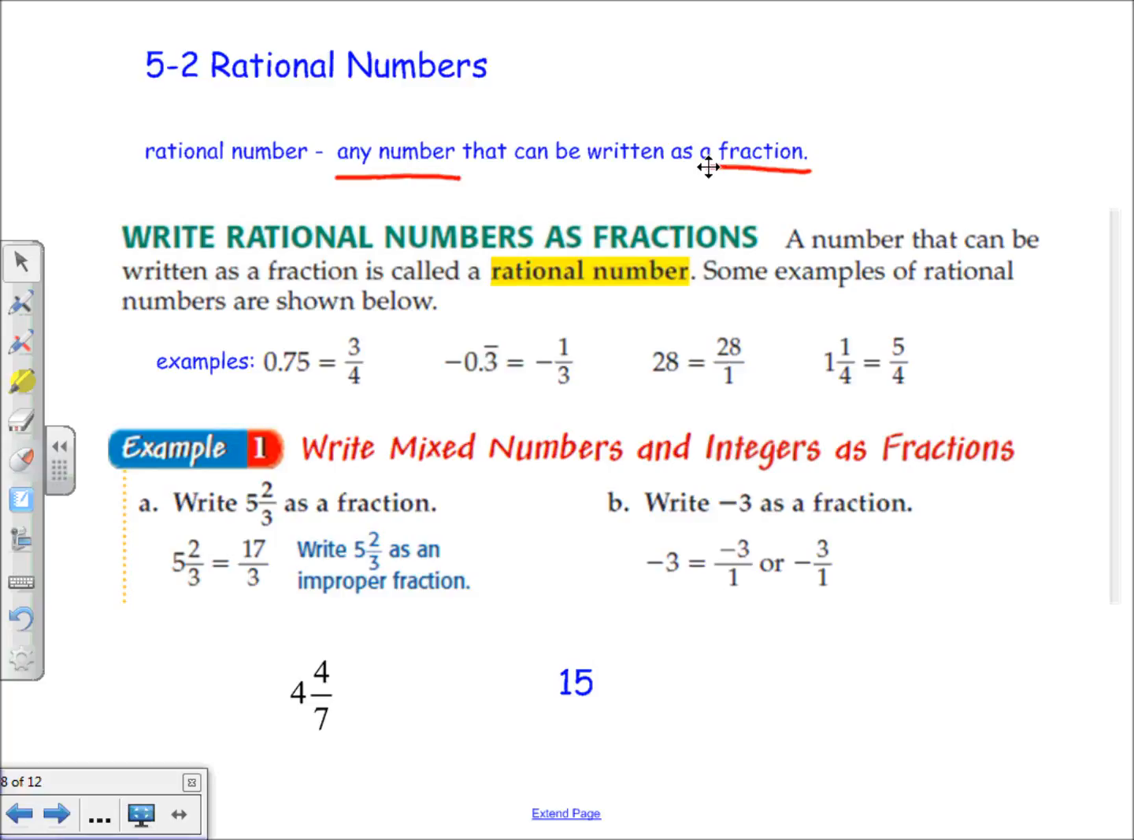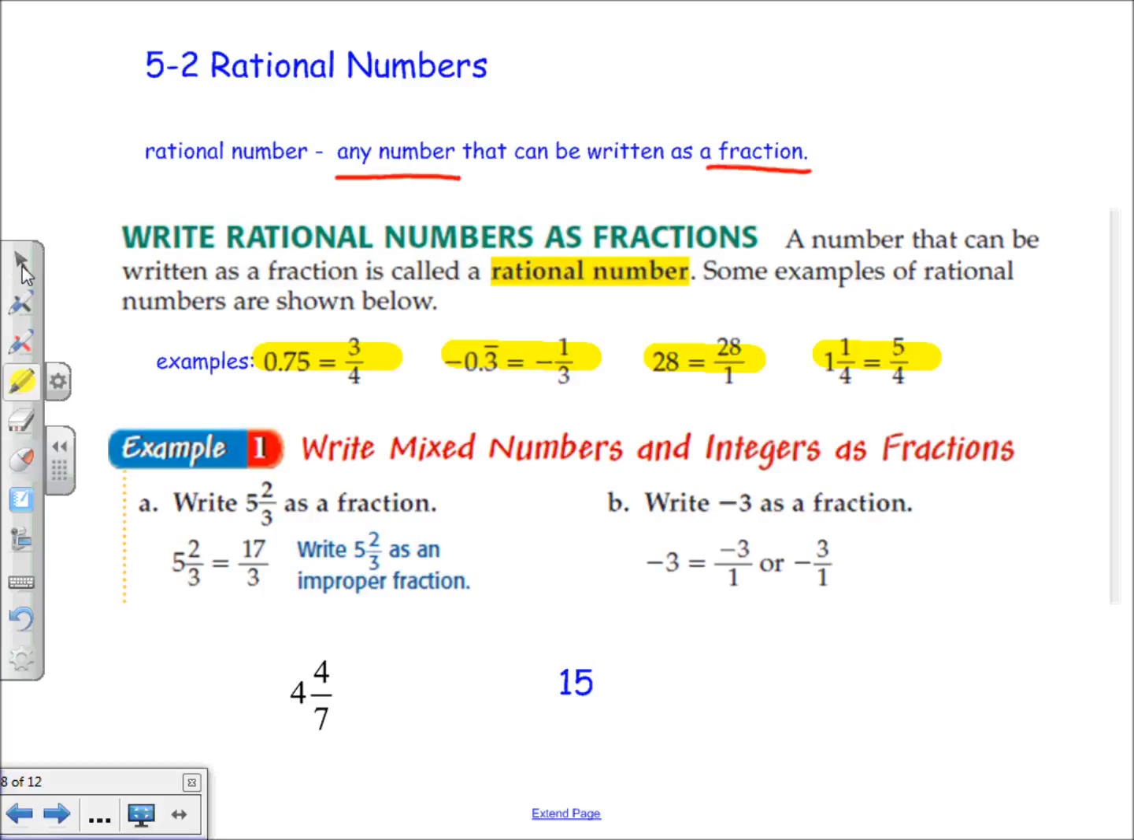Okay. A couple examples of rational numbers are 0.75. It's a decimal, and it can be written as 3/4. Everybody knows 75 cents is 3/4 of a dollar. So you can see how that decimal can be written as a fraction. Negative 0.3 repeating can be written as -1/3. 28, any whole number can be written as a fraction, 28/1. Or 1 1/4, any mixed number can be written as a fraction, 5/4.